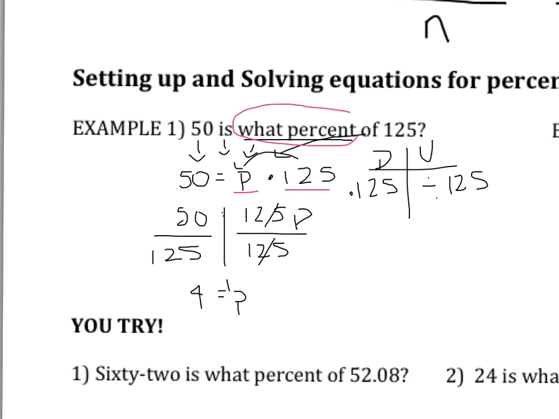It says, what percent? So we got 0.4. We need to take our 0.4 and multiply it by 100 to turn it into a percent. Right now, this is just the decimal form of the percent. So I'm going to take 0.4 and multiply that by 100. 0.4 times 100 is 40. And since we're solving for a percent, I'm going to add a percent sign to the end.